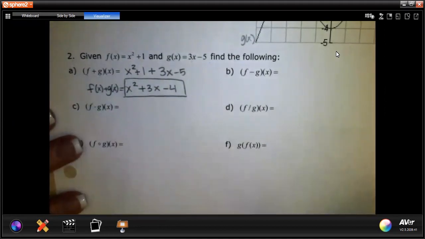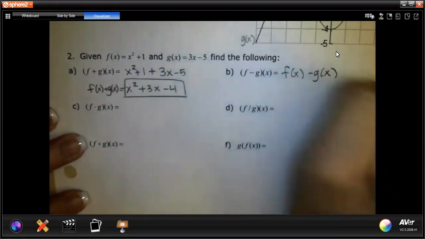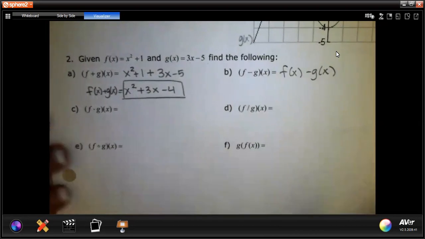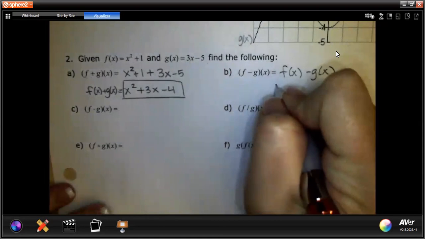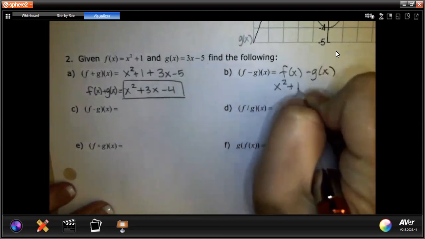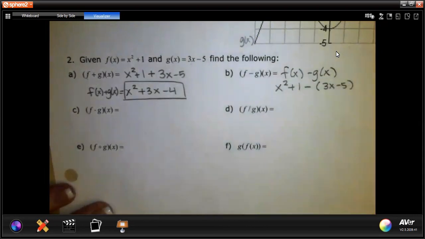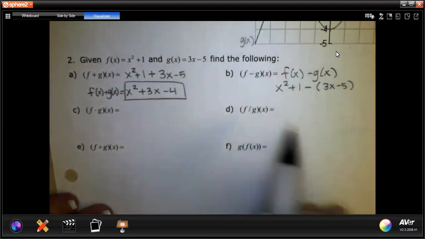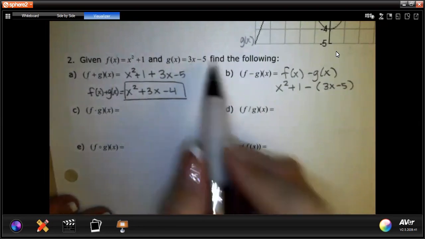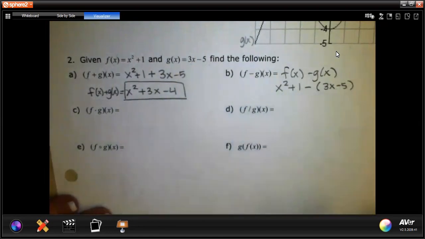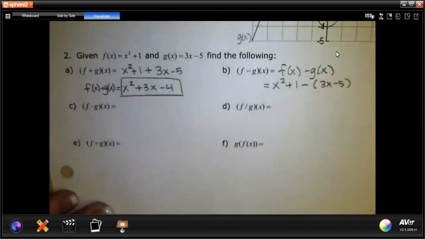All right. For minus, same thing. It is f of x minus g of x. Now this one you want to be very careful because of this minus sign here. You are subtracting the entire function. So this would be x squared plus 1 minus that entire function of 3x minus 5. A lot of people remember to subtract the 3x part, but they forget that they are subtracting this last value as well. So putting parentheses there keeps that organized and helps you remember to do the entire thing.